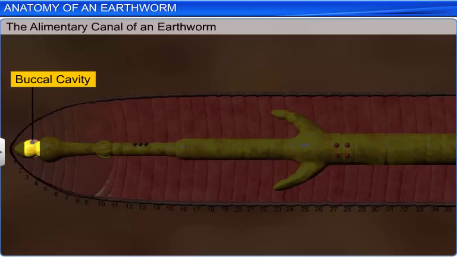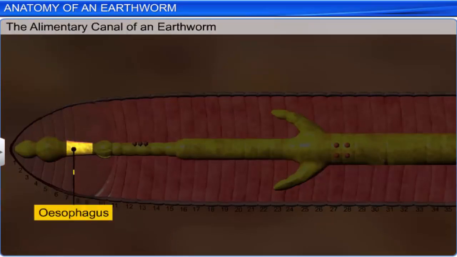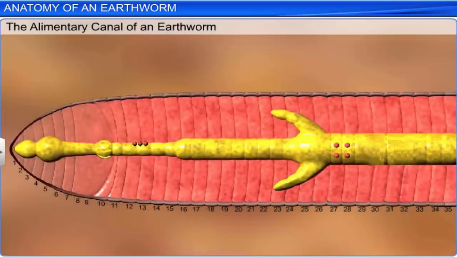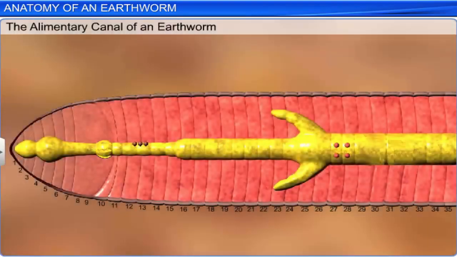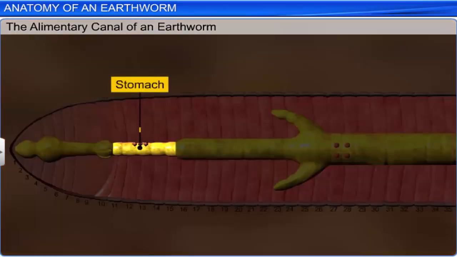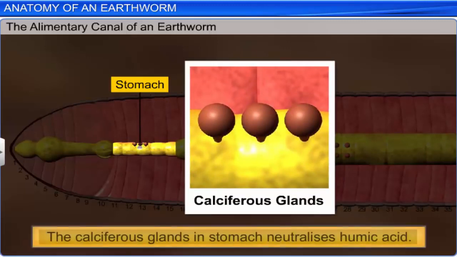The buccal cavity is followed by a muscular pharynx, which continues into a narrow esophagus between the 5th and 7th segments. The gizzard, located in the 8th and 9th segments, helps grind soil particles and organic matter. This organic matter is mixed with soil and is digested in the stomach that lies between the 9th and 14th segments. The stomach also has calciferous glands, which neutralize the humic acid present in the partially decomposed organic matter.